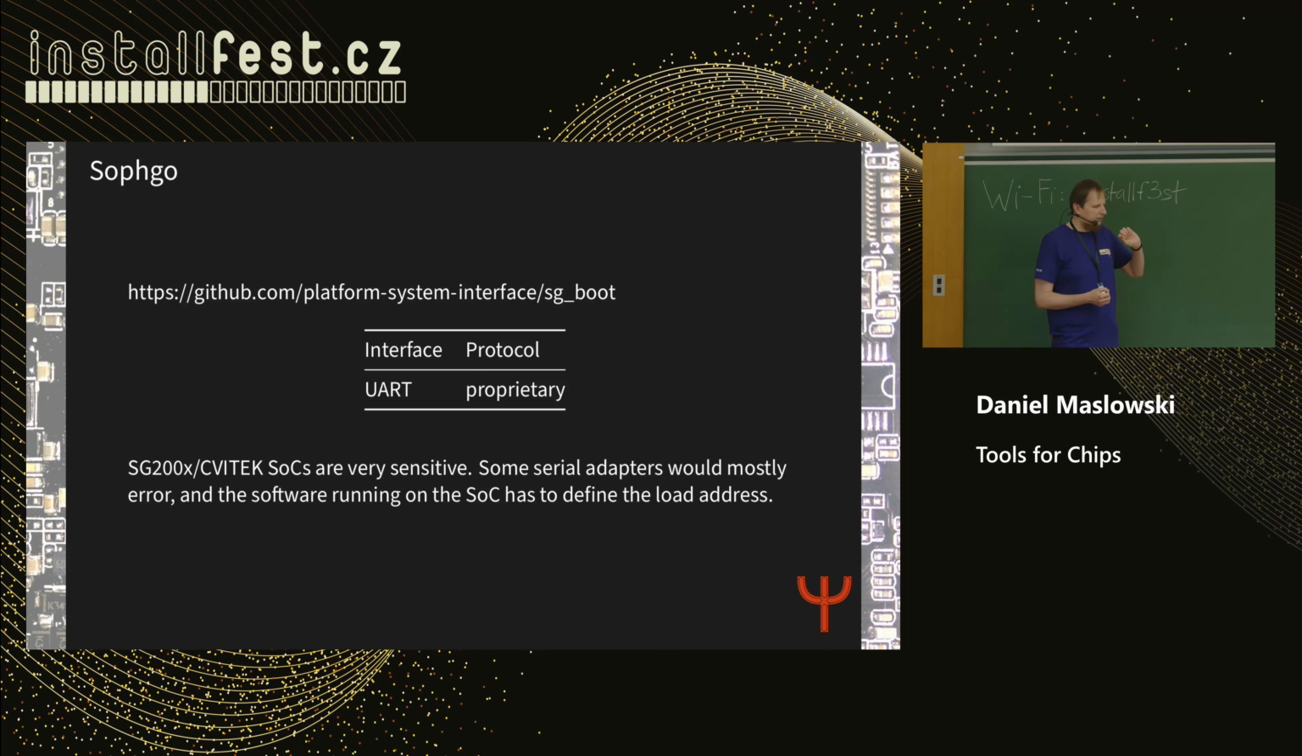The problem is, when you talk to the chip and you use the wrong serial adapters, the unfortunate ones, you get lots of errors. That was something many people reported, and I also had that issue. So if you want to work with the SoftGo chips, that would be the SG2000X series, like 2000 and 2002. There might be more coming soon, so be prepared for that. You might need to find the right serial adapter.